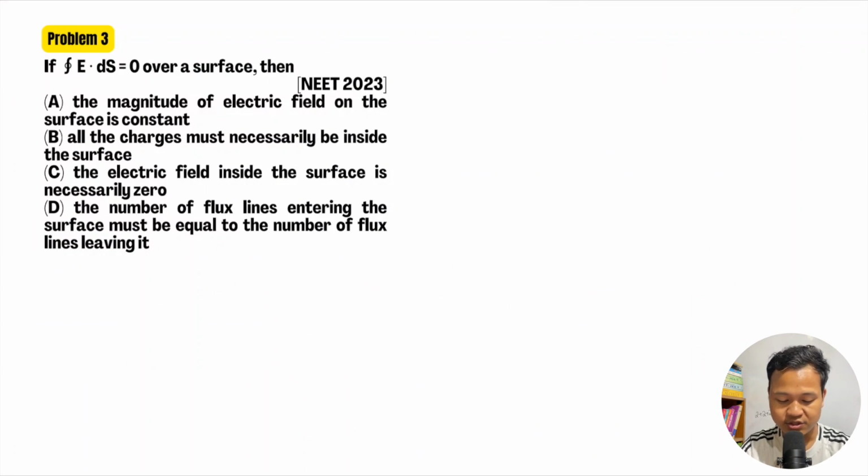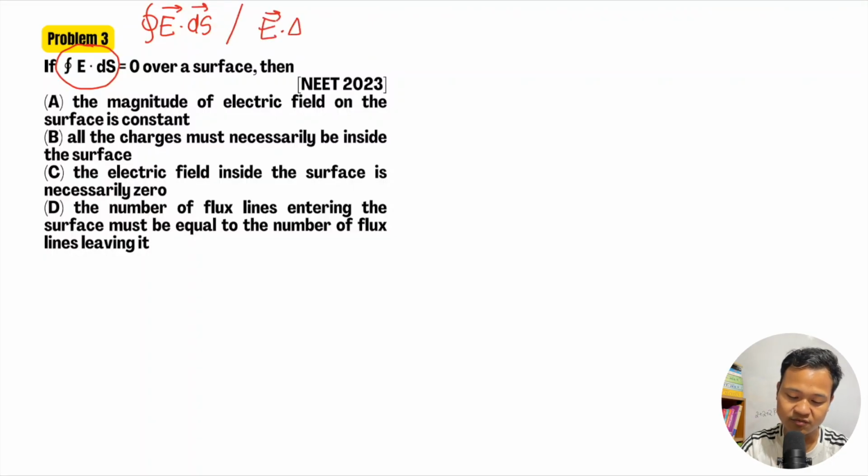Then next question. If delta S is equal to 0, what happens? Delta S equals 0, so how much is the flux? So the integral of E dot ds is also flux. So this is also flux, the E dot ds integral is the flux. Okay, so both are the same thing.